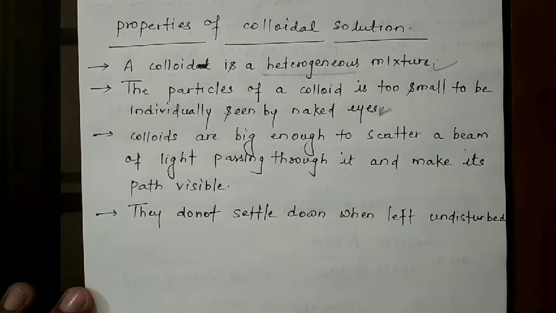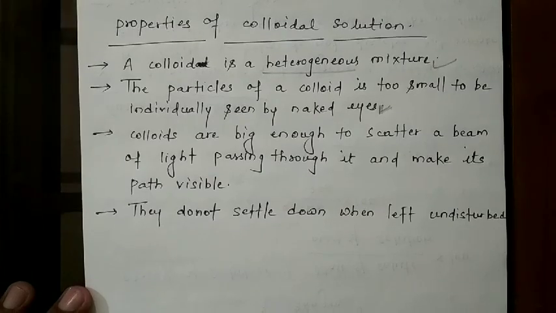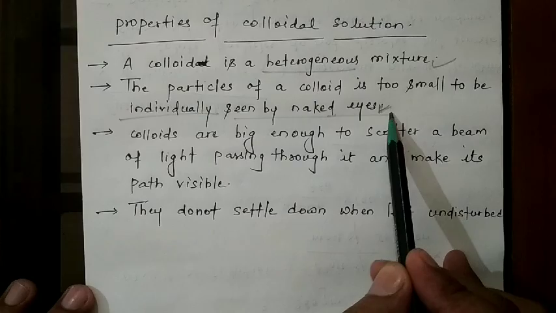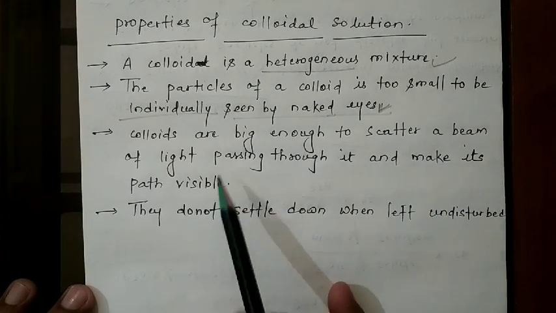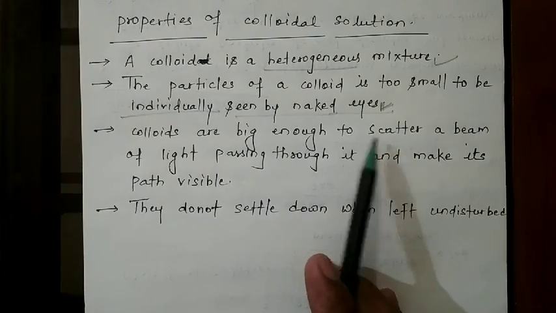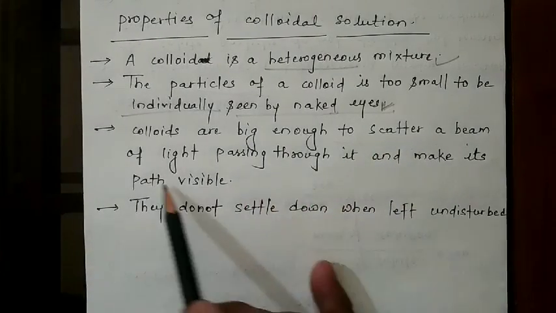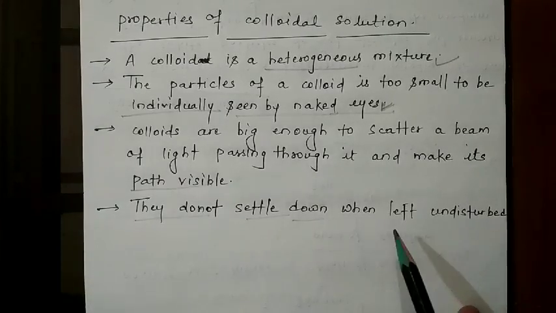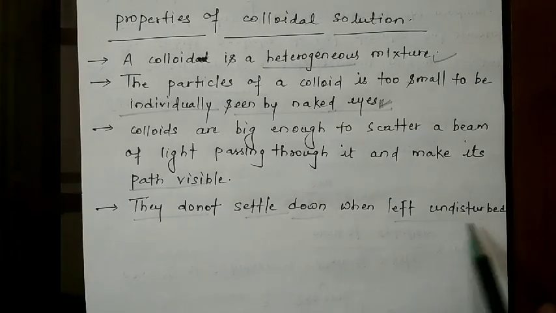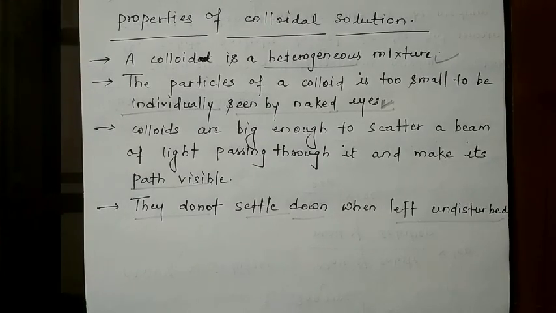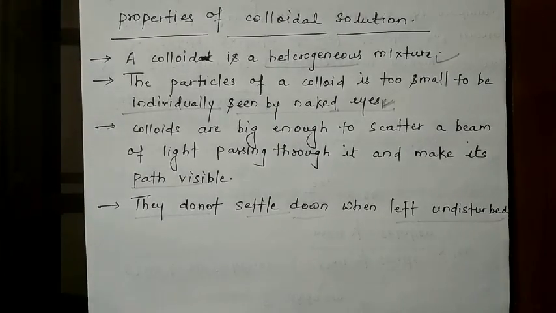Particles of a colloid are very small, so individual particles cannot be seen by the naked eye. Colloids are big enough to scatter a beam of light passing through them and make its path visible. They don't settle down when left undisturbed. In the case of a suspension, if left undisturbed, the solid particles settle down.